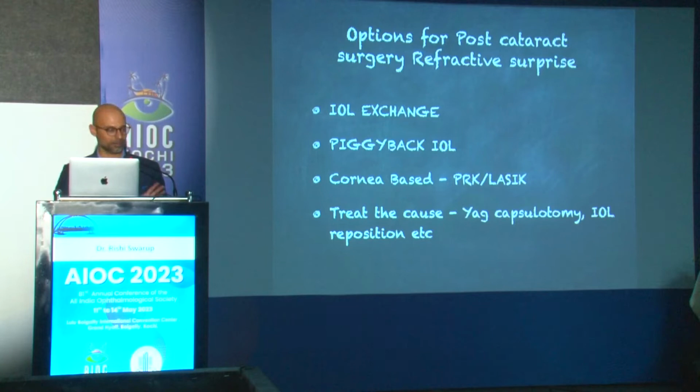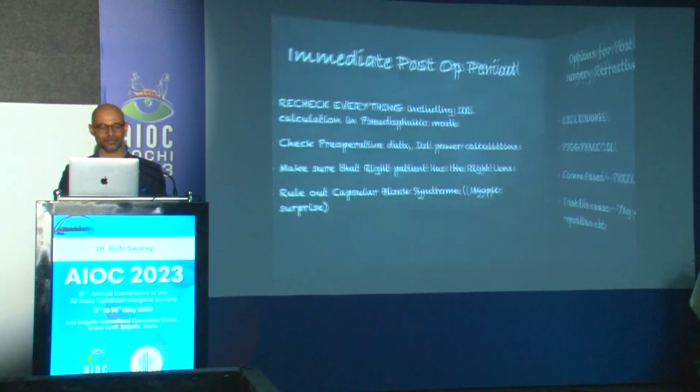Now, once you are in this situation where you have a refractive surprise, what are you going to do? You can fix this refractive error in one of these ways. You could change the lens if it's not too late. You could add another lens on top of your existing lens, which is the piggyback lens. You could do some sort of a cornea-based correction, which could be either surface or a LASIK or even SMILE. And then you might want to treat the cause if there's specifically a capsular distension syndrome or the lens is not in place. You will try to fix that.